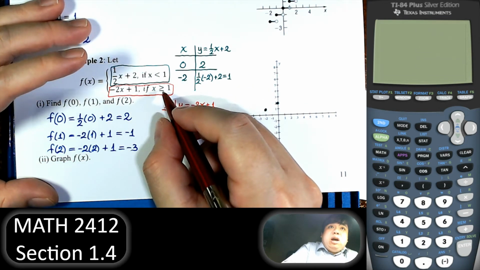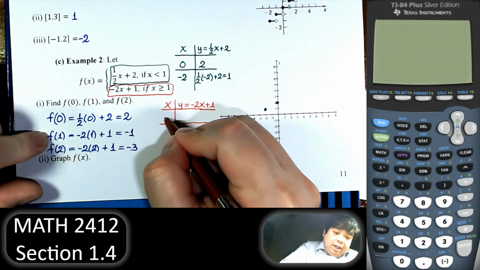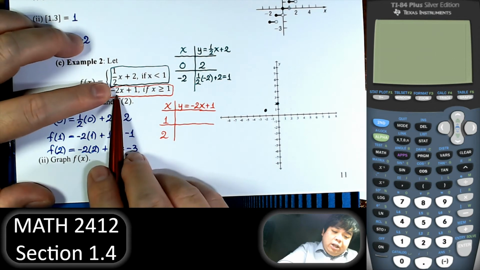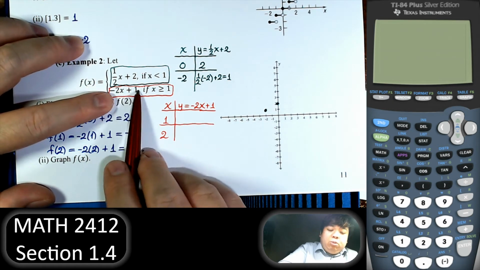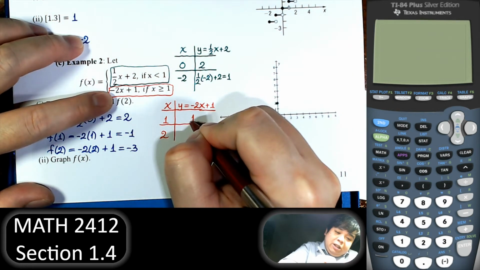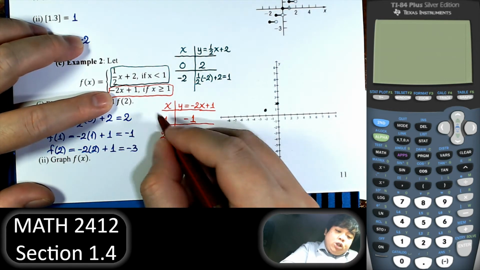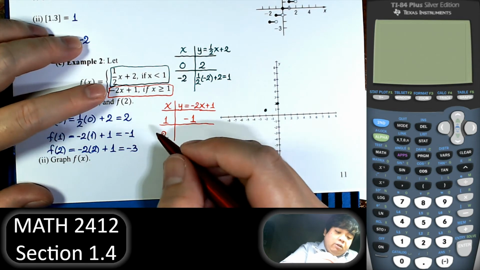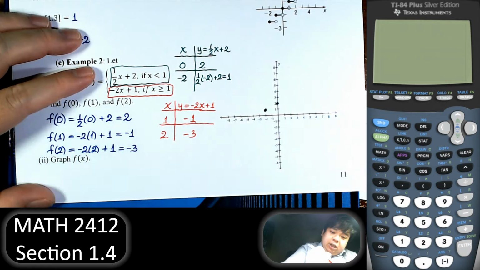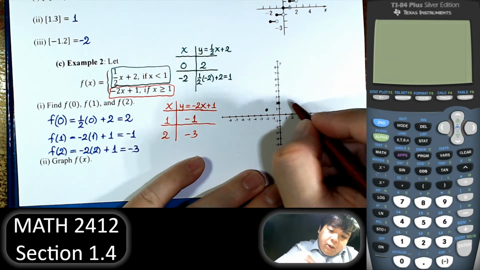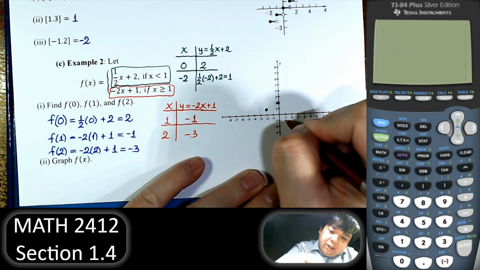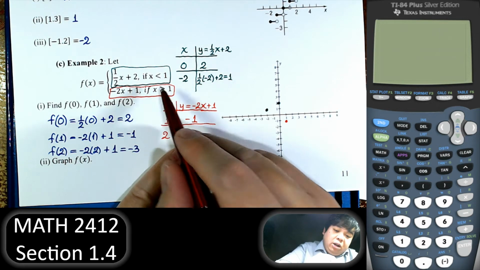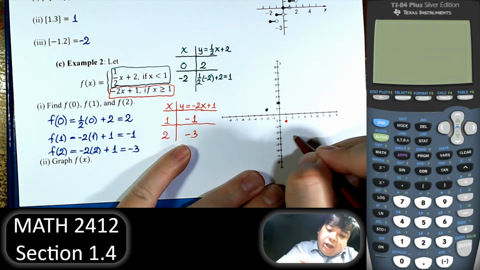Of course, we have to choose a number greater than or equal to 1. We already did 1 and 2. When x equals 1, we put it in this function, and negative 2 plus 1 is negative 1. And then put 2 in that: negative 2 times 2 is negative 4, plus 1 is negative 3. So when x equals 1, y is negative 1. And when x equals 2, because we choose a number that is greater than 1, we have negative 3.